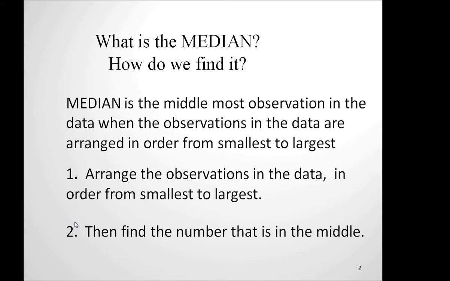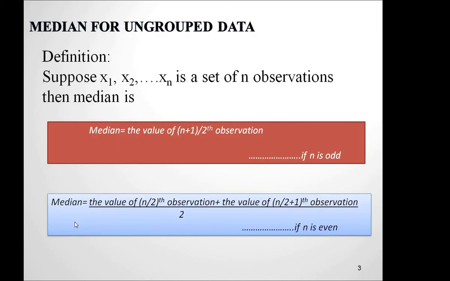Median is the middlemost observation in the data when the observations are arranged in order from smallest to largest. In order to find median, we have to follow two steps. Arrange the observations in the data in order from smallest to largest, then find the number that is in the middle. Let us see the definition.